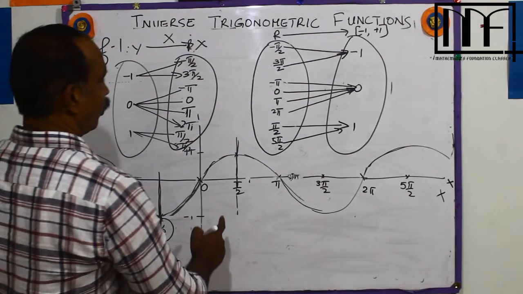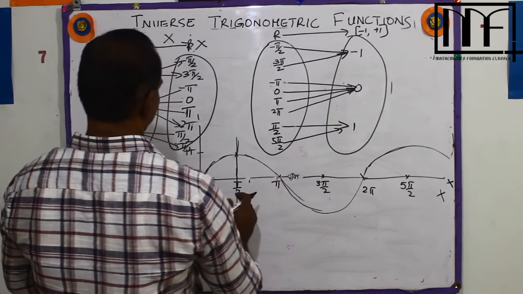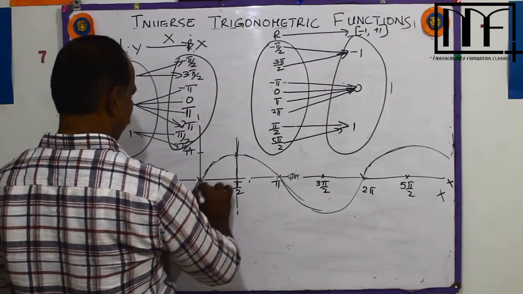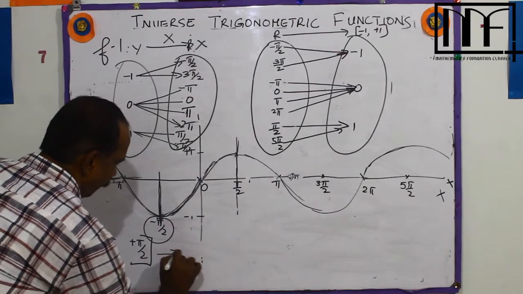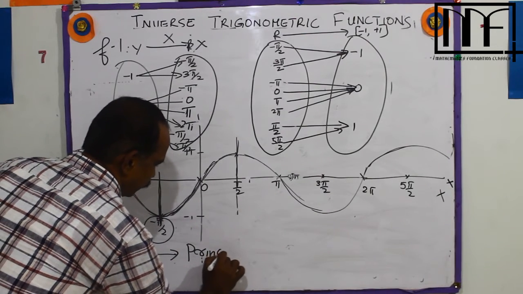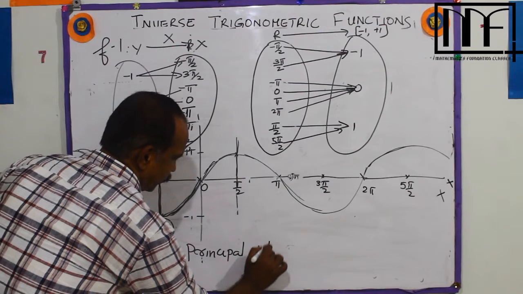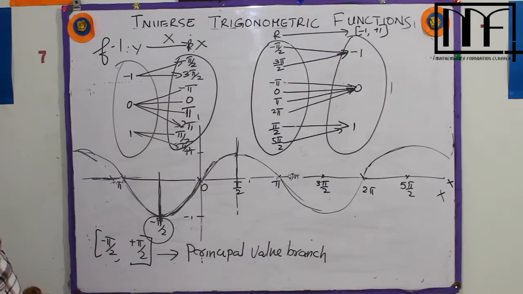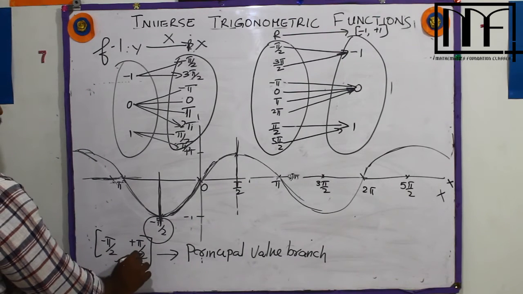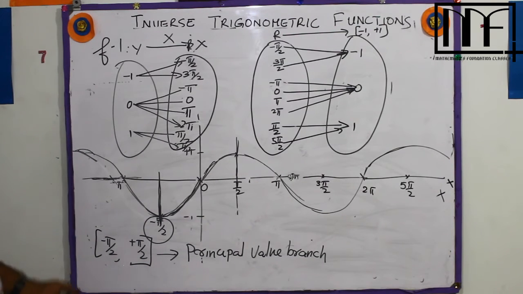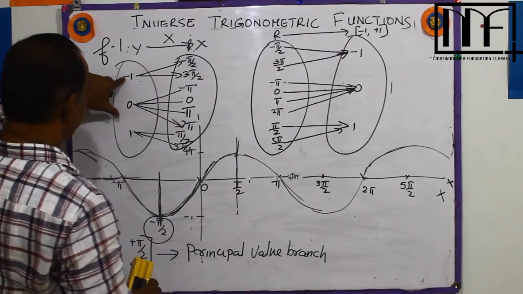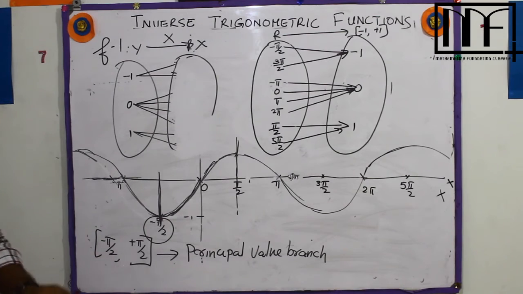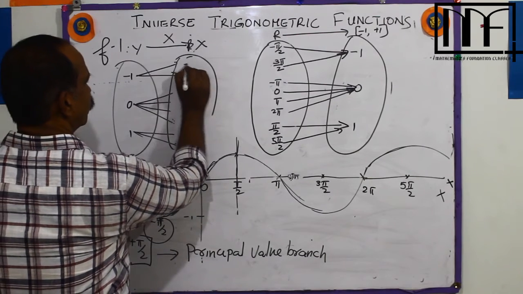then we will not have more elements here. Therefore, this is known as the principal value branch. So the range will be negative pi by 2 to positive pi by 2. Therefore, between negative 1 and positive 1 will be the domain, and the range will be between negative pi by 2 to positive pi by 2.